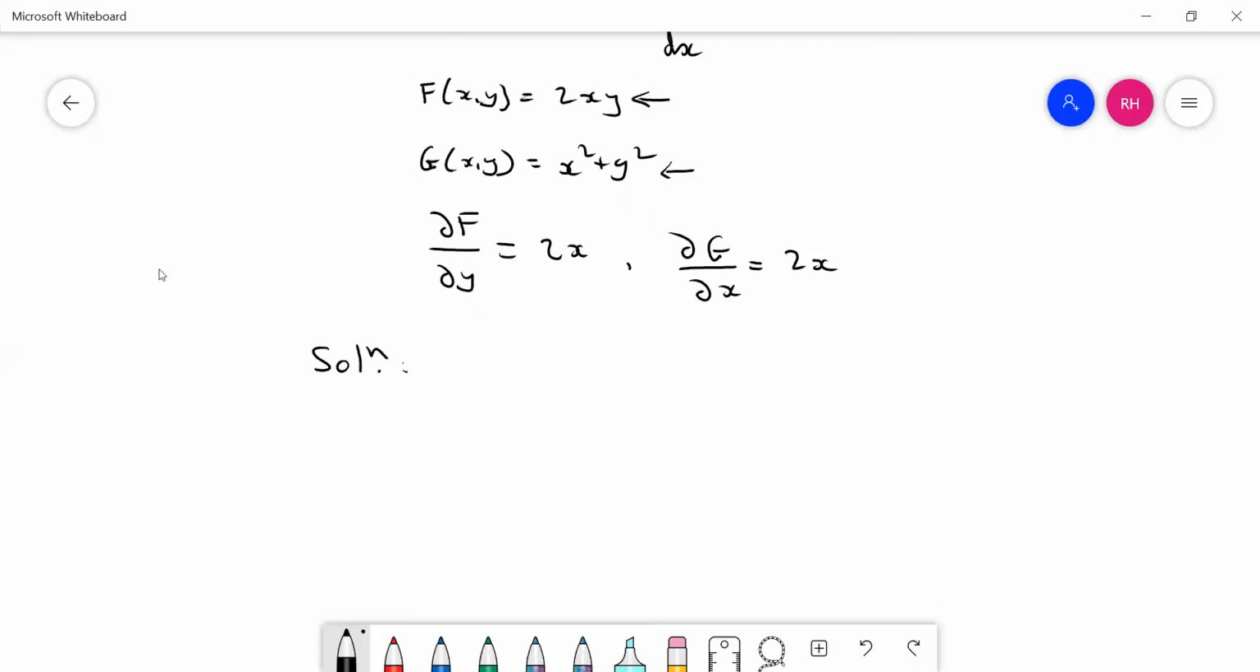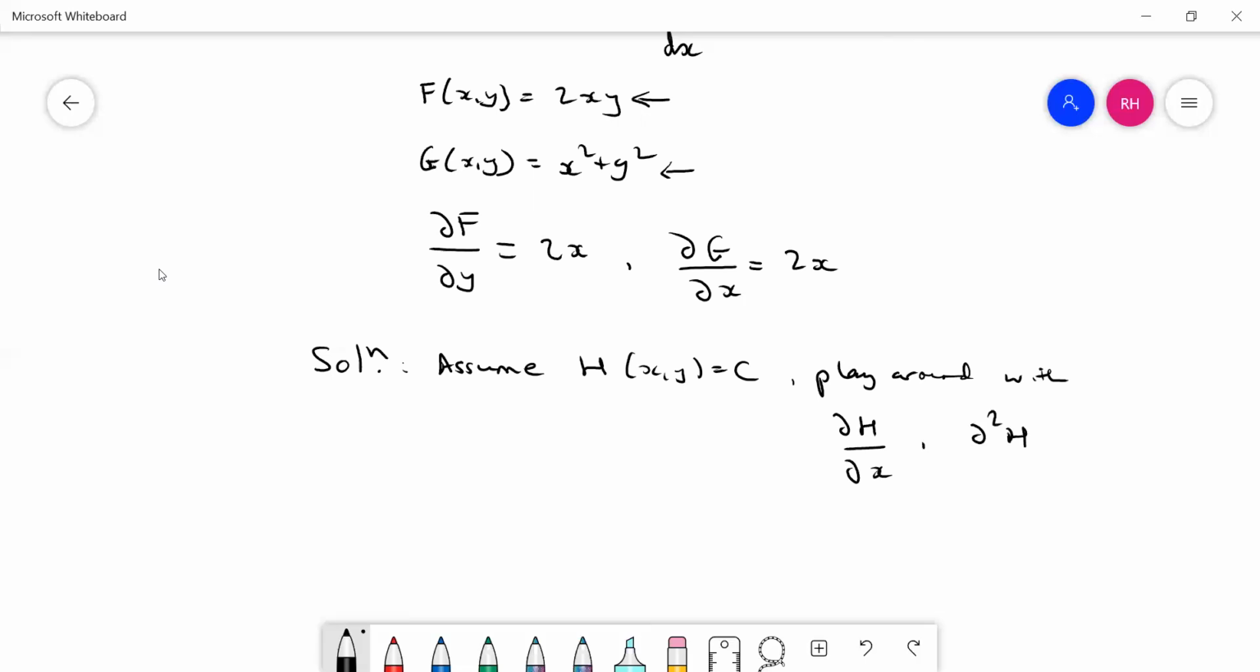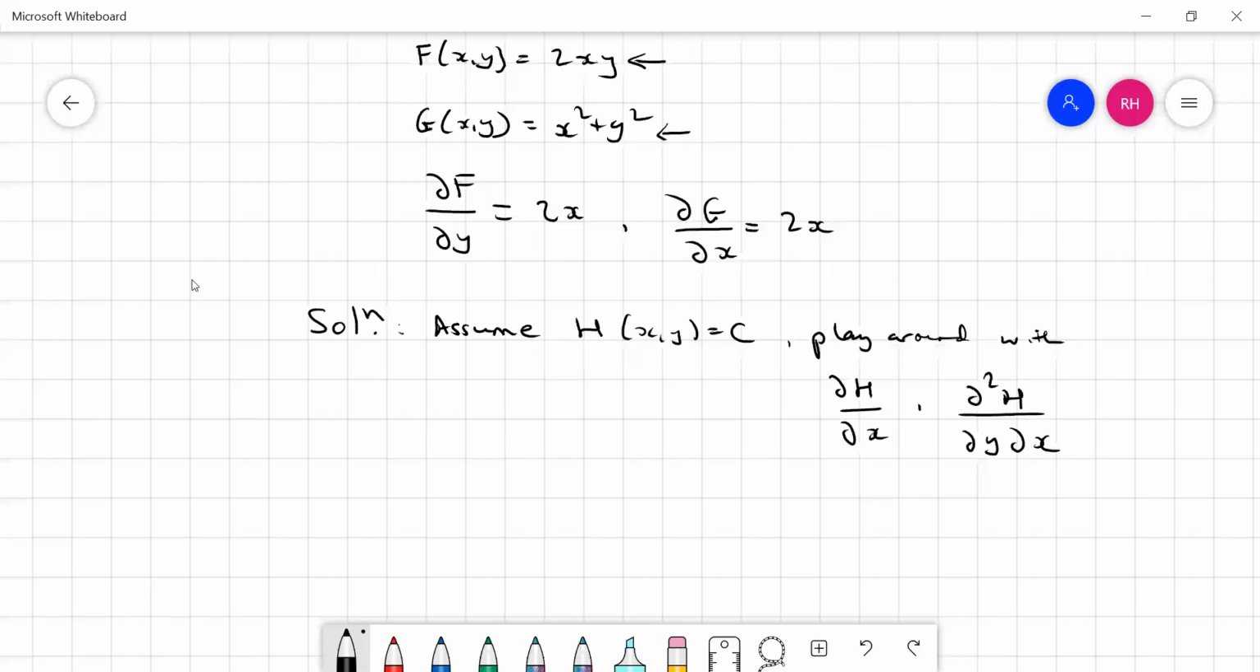Solution, it's complicated. We basically assume a solution h(x,y) equals c, and then we need to play around with a whole lot of partial derivatives. There's different ways to do it, but broadly speaking, this sort of stuff's going to be part of what we play around with to solve it. Okay, one more left.